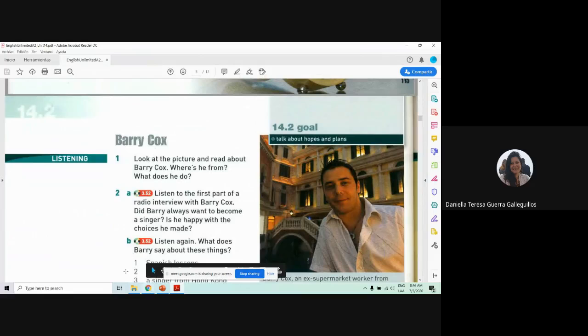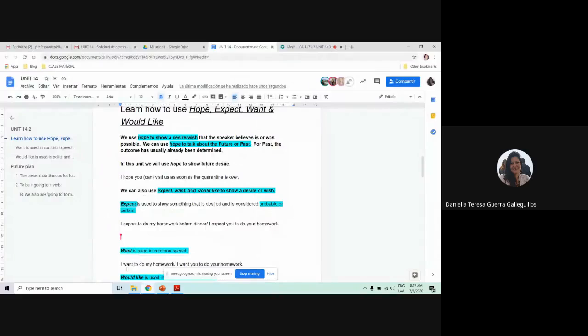We are not going to go with the listening now. We are going to go with the explanation. That is for next class. It says, we use hope to show desire, a wish that the speaker believes is or was possible. We can use hope to talk about the future or past. For past, the outcome has usually been determined. But in this unit, we will use hope to show future desire.